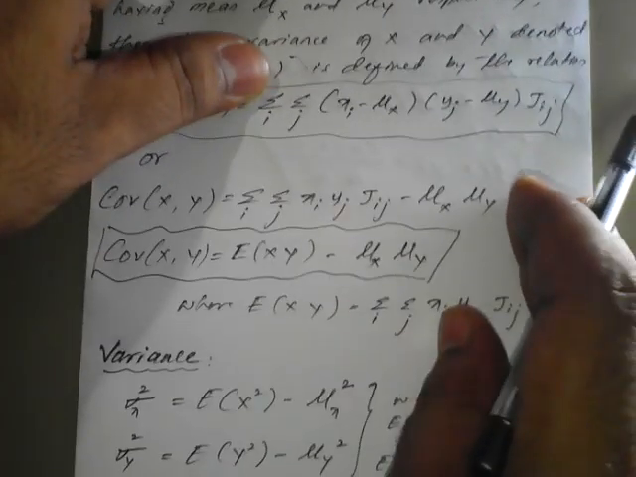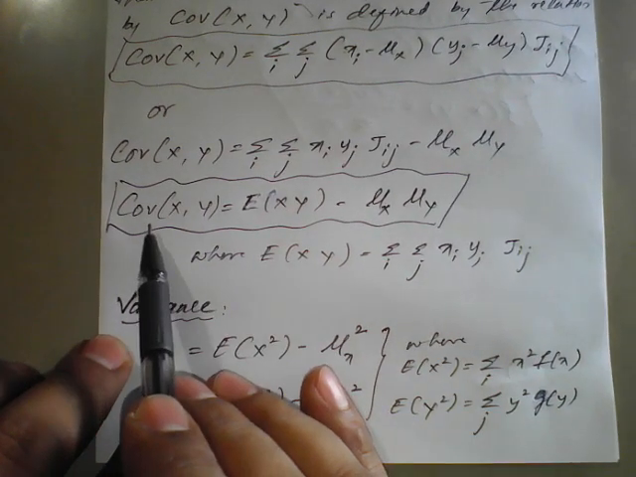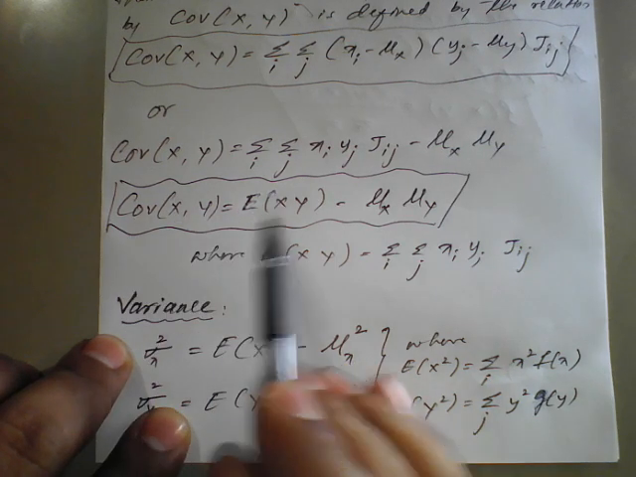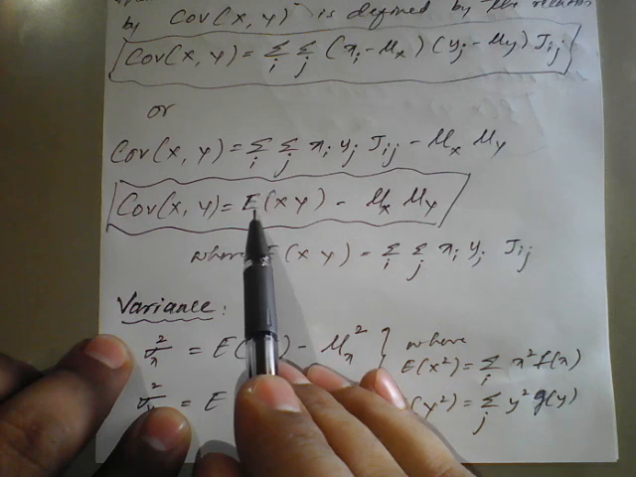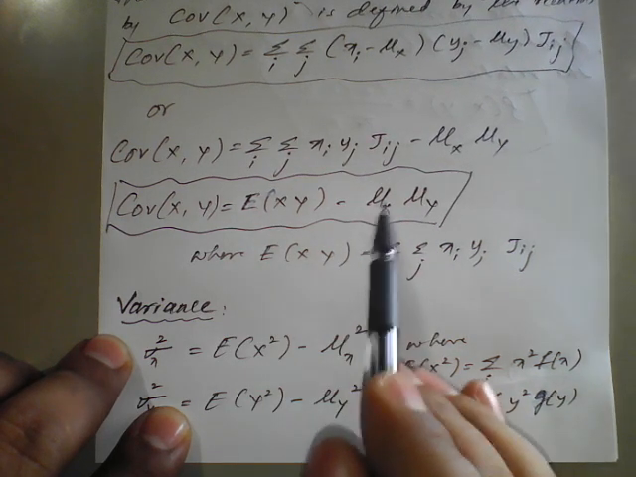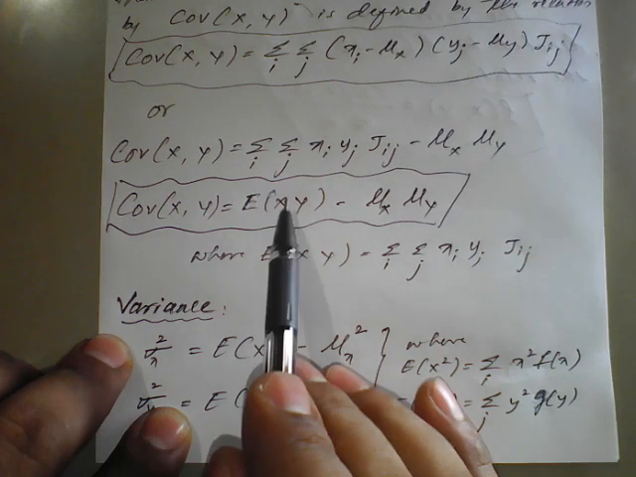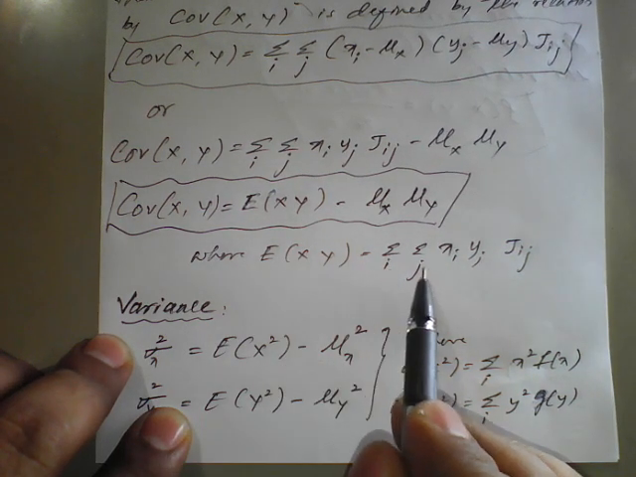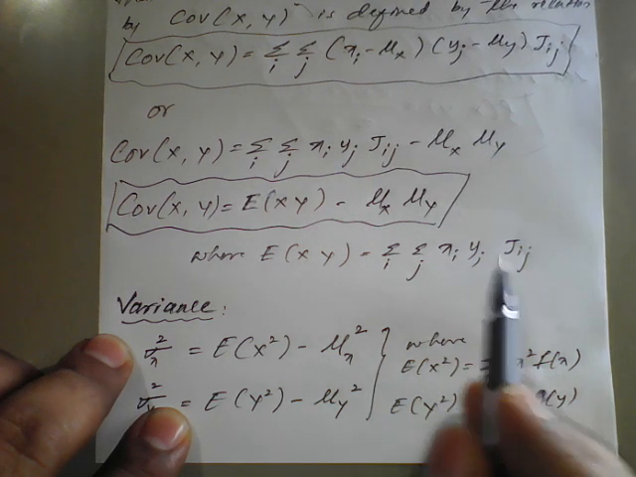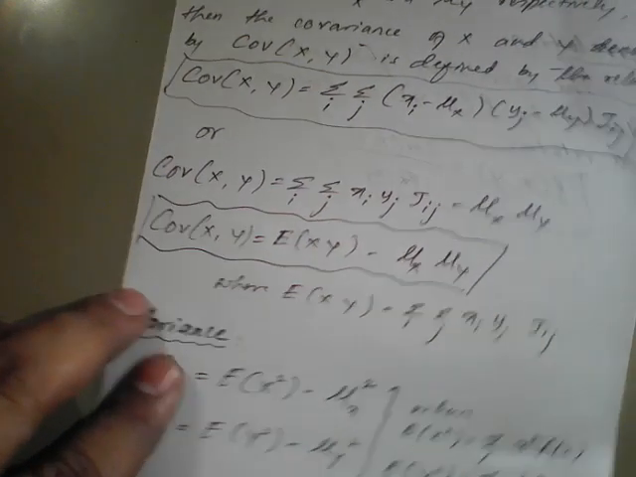Or, instead of this formula, there is a simpler way and this is the formula I prefer: covariance of xy is equal to the expectation of xy, meaning expectation of capital XY, minus mu x into mu y. You know that mu x is nothing but the expectation, that is the mean of x, and the mean of y. And what is this expectation of xy? It is the summation over i, j of xi into yj into the joint probability of this. I will show this by using the previous table.